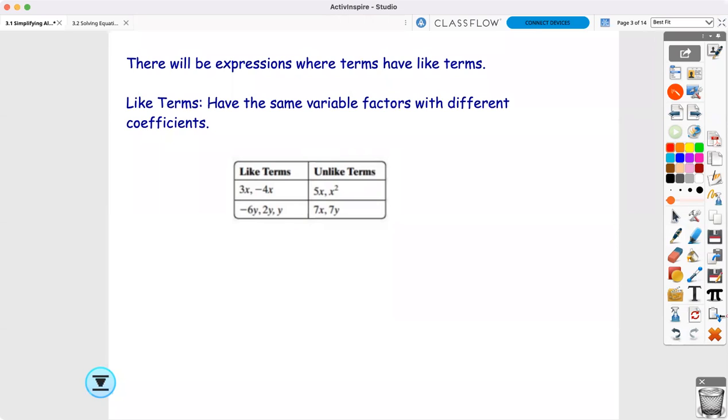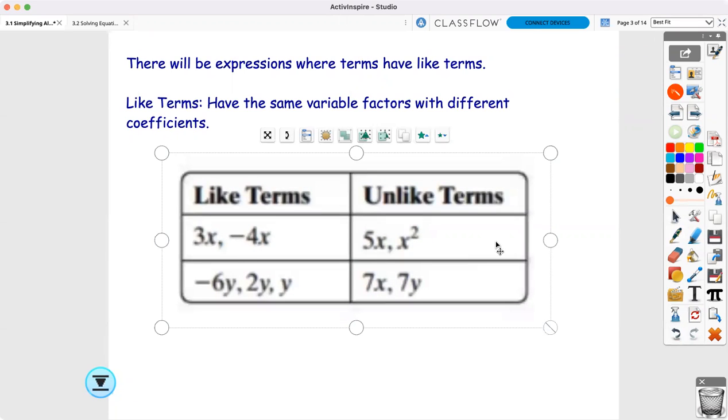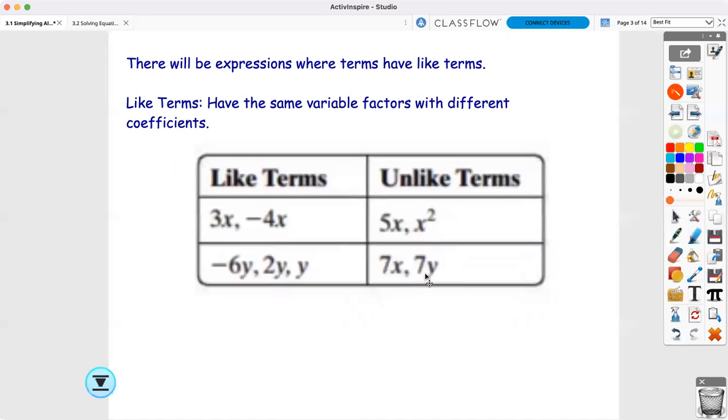Let me make this little chart bigger so I can see it. All right. Ow. Oh, shoot.